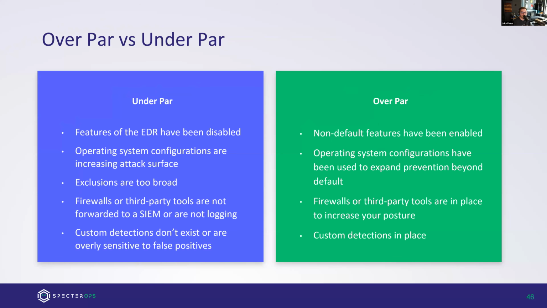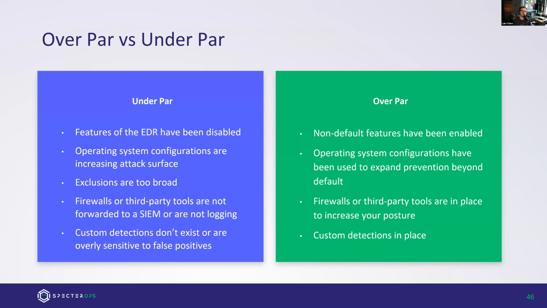So then we could give you a quick snapshot of, are you over par, under par, and we could come up with non-golf terms for non-golf people. But essentially, if you are under par versus either the course or the other players, you've somehow disabled default features of the EDR. Your operating system configurations are making you more open to attack.